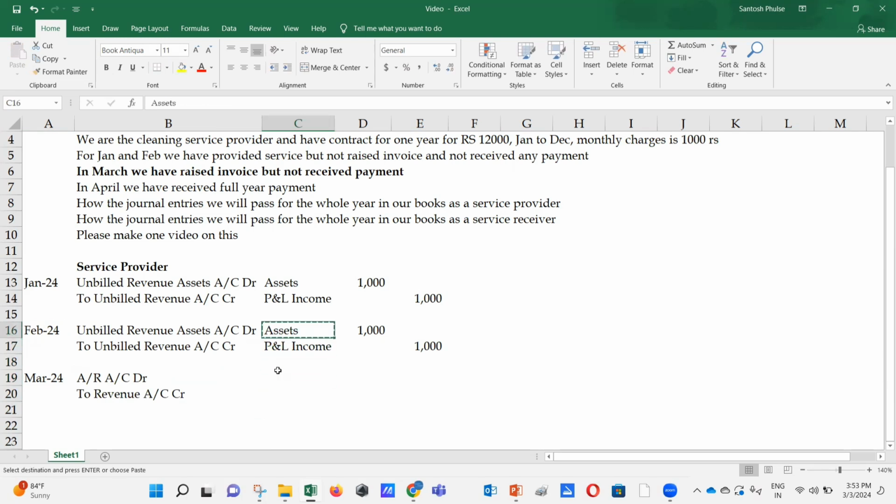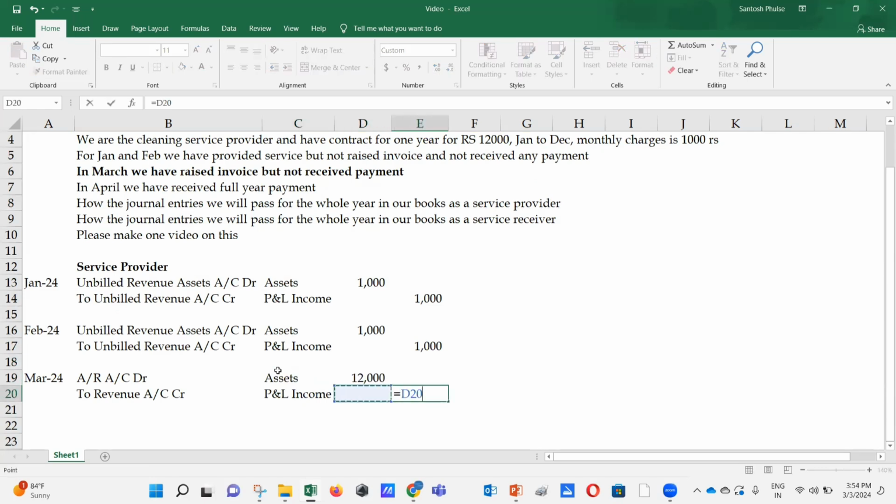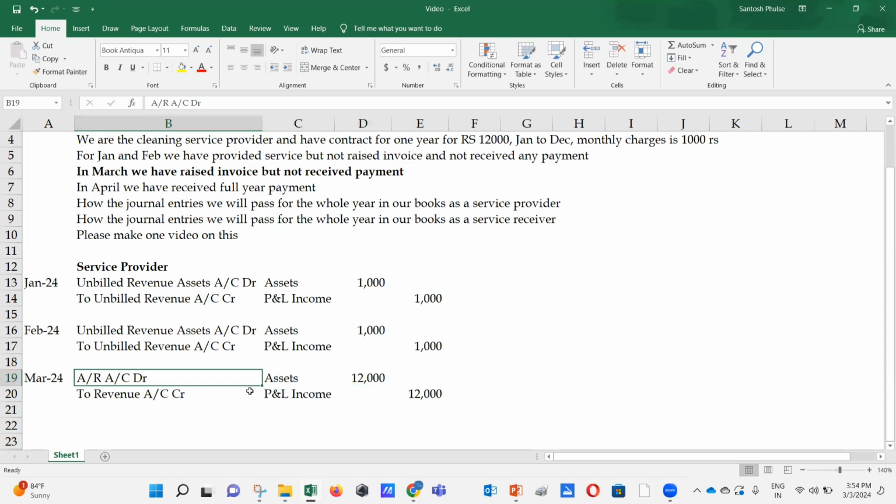This is going to be your asset and this is for your income. And you are going to do it here for 12,000, since we have raised an invoice but not received payment in March. So this is going to be your customer account debit to revenue account credit.